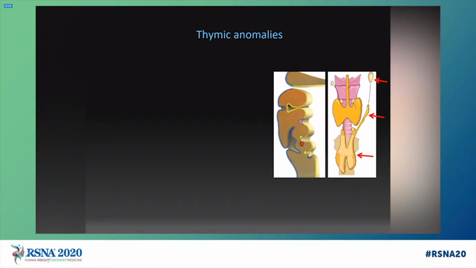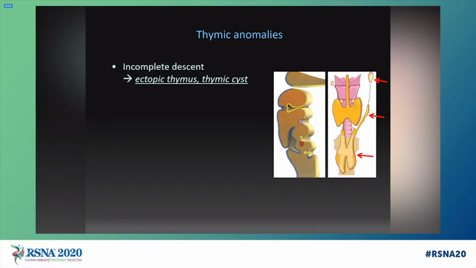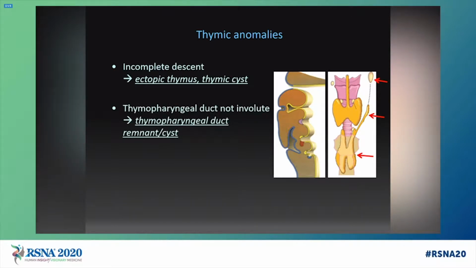And the two ducts on either side then converge in the midline when the thymus settles into the mediastinum. Thymic anomalies can arise from either incomplete descent, so everything doesn't go down properly, so you get ectopic thymus or you get a thymic cyst. Or the duct does not involute after all the primordial cells move down. So what you have left is a duct remnant, and you can have cysts develop in there because the lining would secrete fluid.